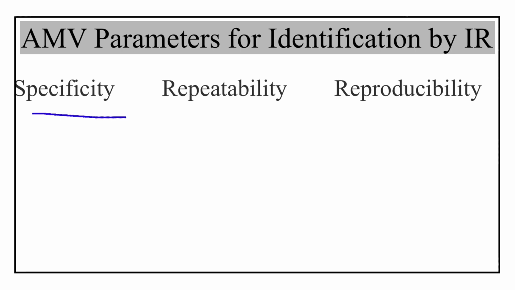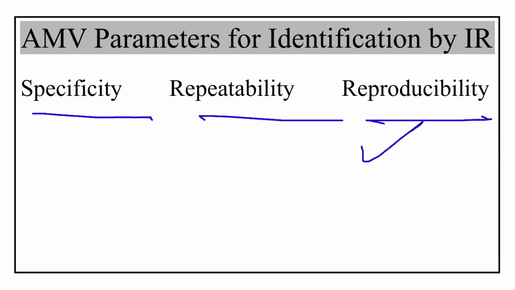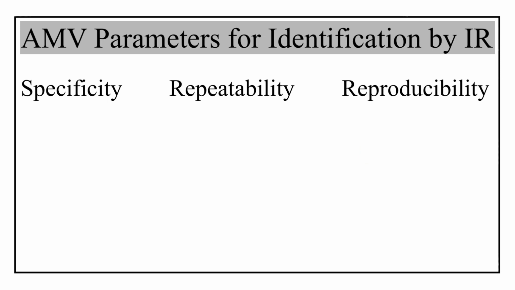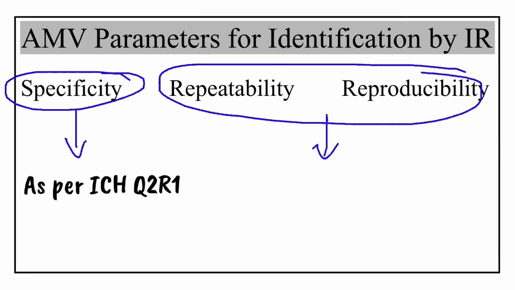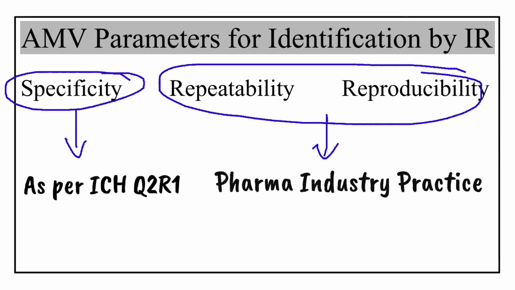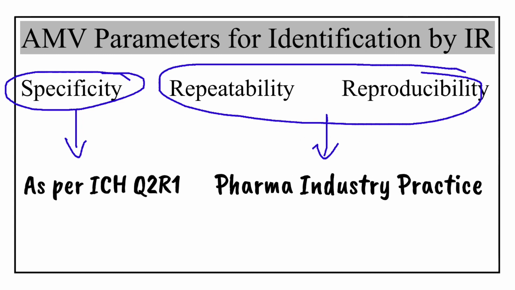So guys, these were the 3 parameters which are executed as part of analytical method validation for identification test by IR. Out of these 3 parameters, only 1 parameter is required as per ICH Q2R1 guideline, and these 2 parameters are required or executed as part of pharma industry practice.